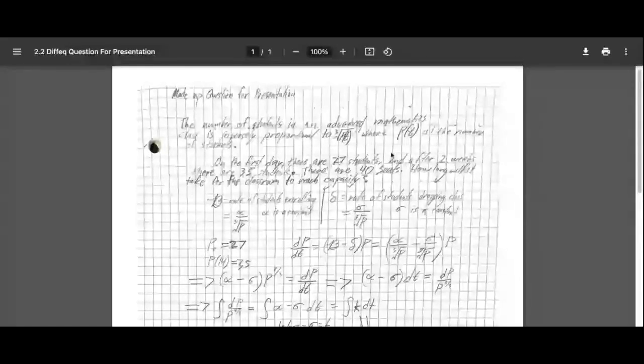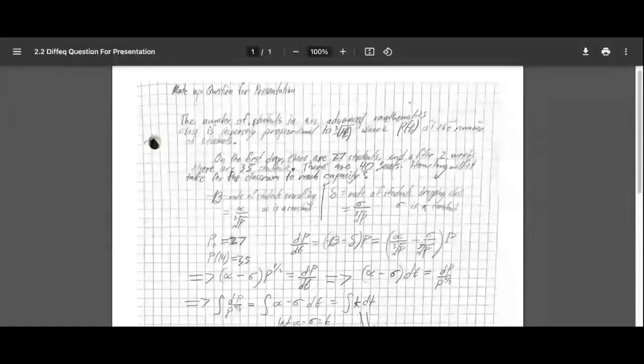Okay, so the question is like this: the number of students in an advanced mathematics class is inversely proportional to the cube root of P of t, where P of t is the number of students. On the first day, there are 27 students, and after 2 weeks, there are 35 students, and there are 40 seats total. So how long is it going to take for the classroom to reach capacity?